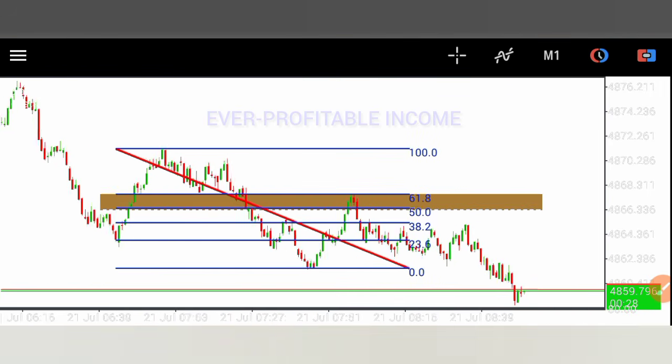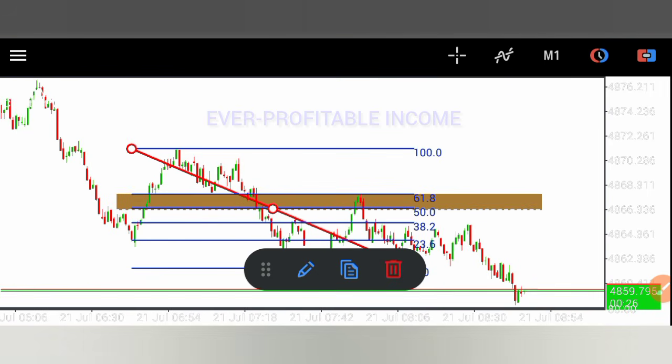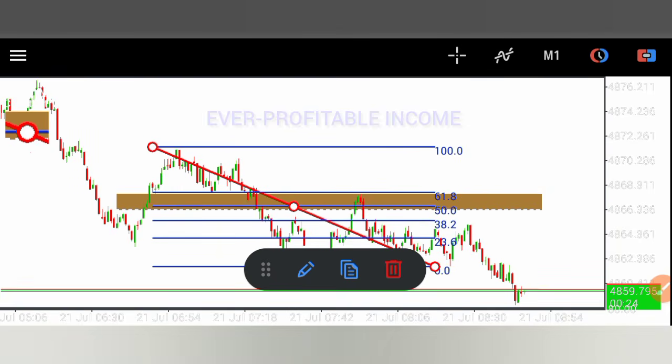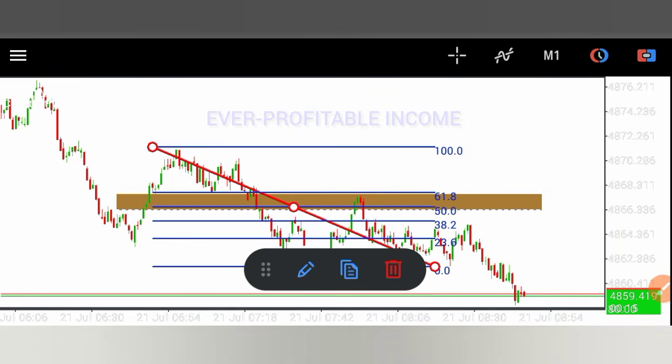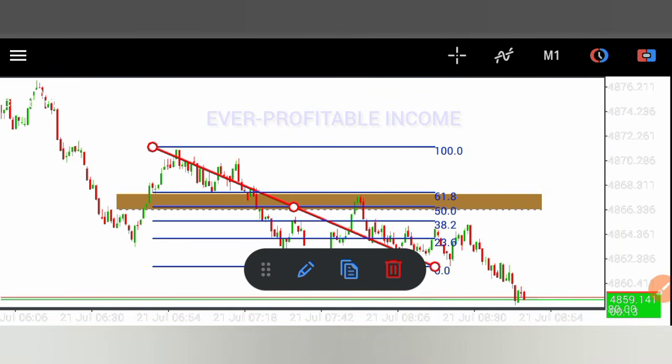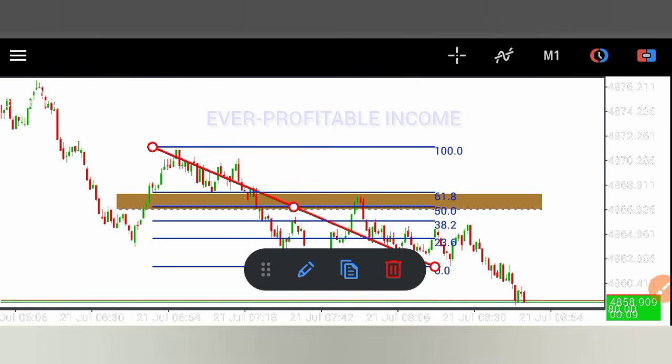This is the Fibonacci tool. This right here, you can see. Okay, this is the Fibonacci tool, and you can find it amongst your tools on your TradingView or your MT5. Okay, so today we're going to be using the Fibonacci tool to scalp the 1 minute and the 5 minute time frame.